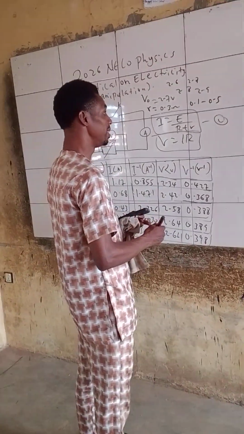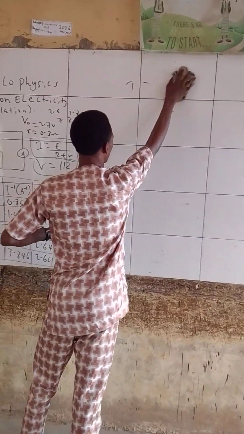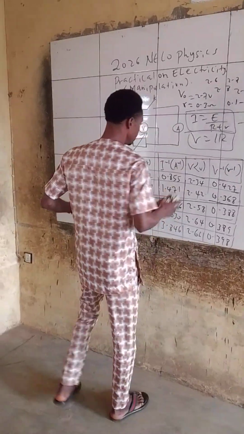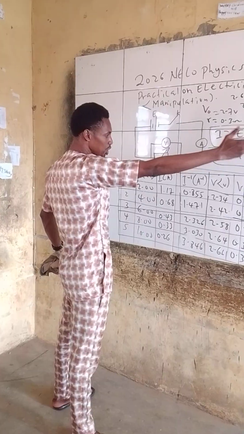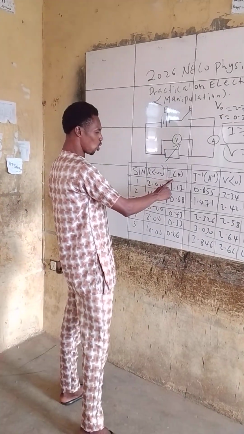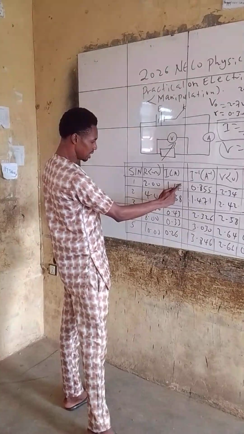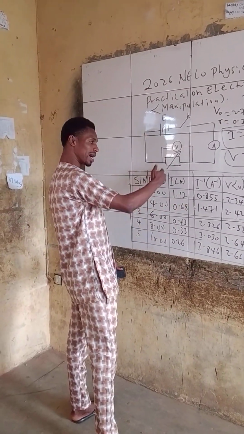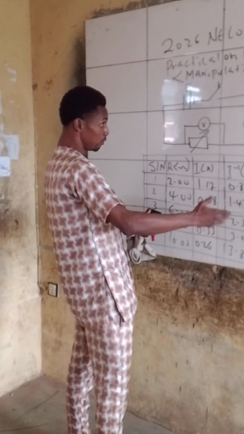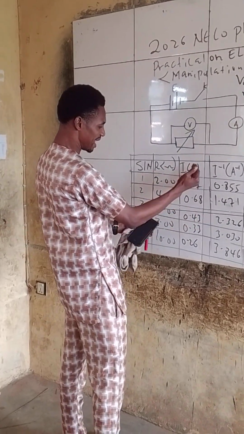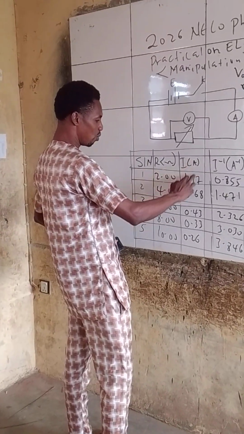This is how we manipulate. Please take note: whenever you are manipulating, you must follow the trend, because sometimes we might make mistakes. Just know the trend. For the trend for the current, what is happening? Look at it: it is decreasing. If you make a mistake, you can follow the trend.